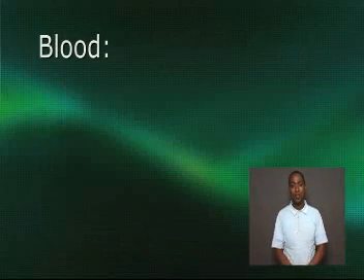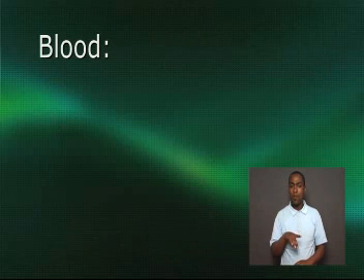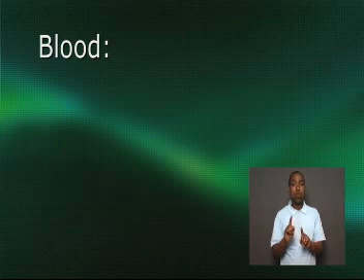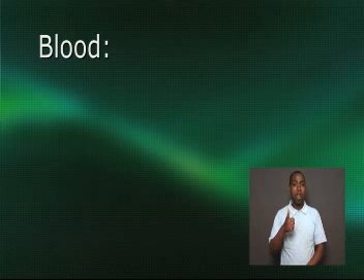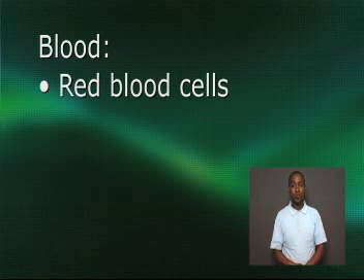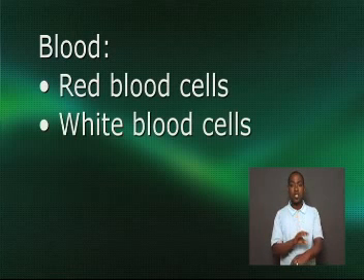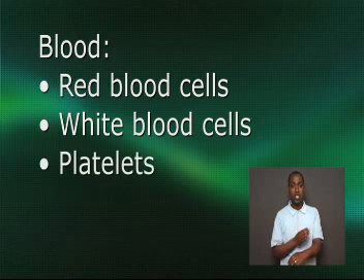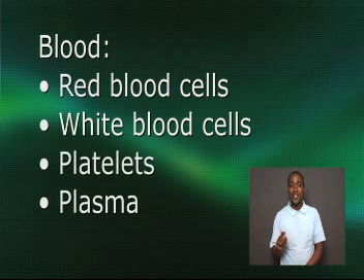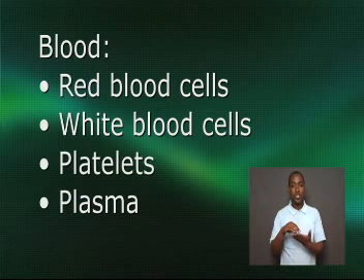Blood is a highly specialized tissue composed of many different components. Four of the most important components are red cells, white cells, platelets, and plasma. We will study these components throughout this lesson.